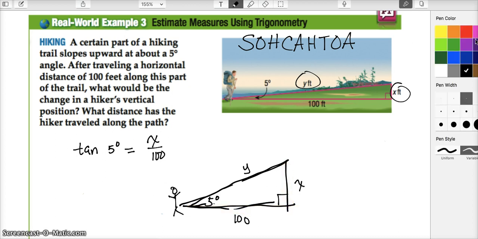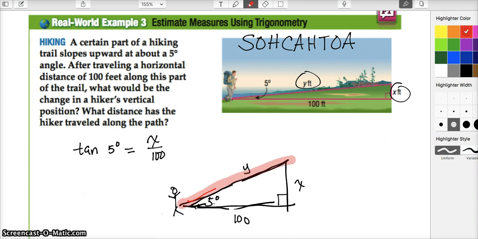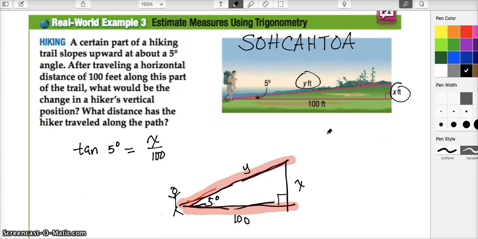So if we're looking for y, that is the hypotenuse here. We still use what we've got, which is 100, to get what we want, y. So what trigonometric function deals with adjacent? This side is adjacent to angle 5 and hypotenuse, and we get cosine. So then we know that the cosine of 5 degrees is equal to, again, this ratio 100 over y.